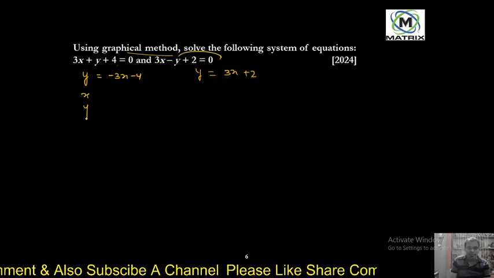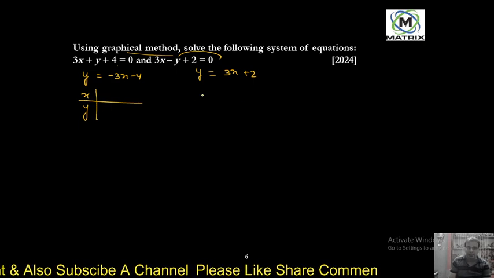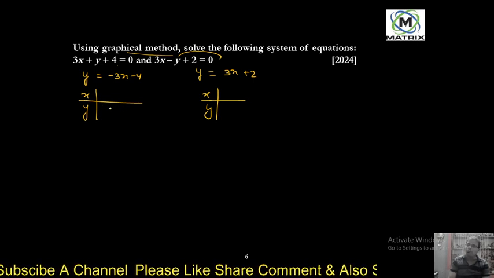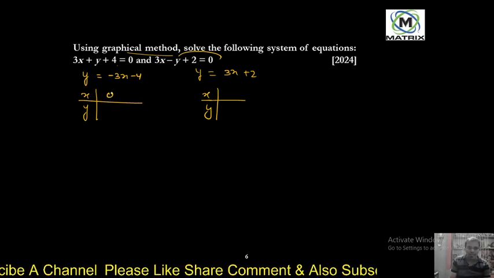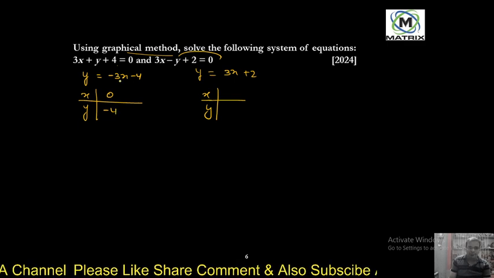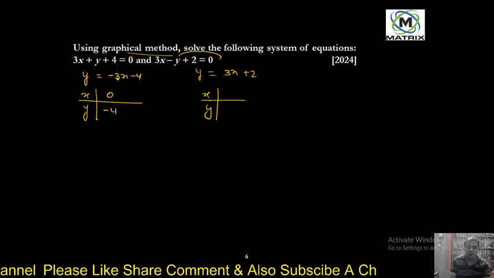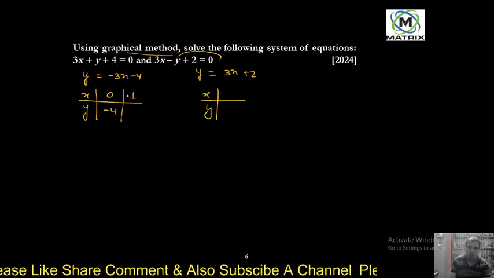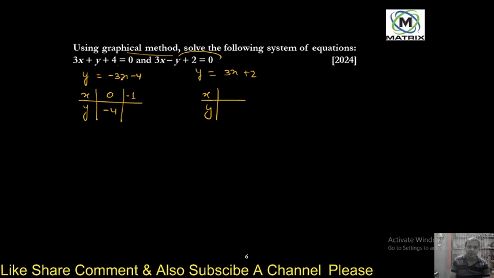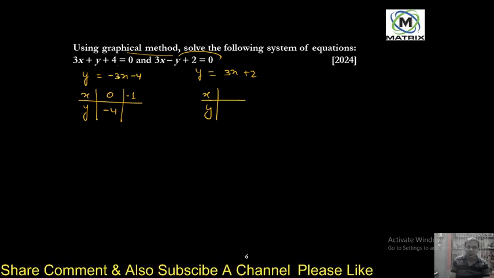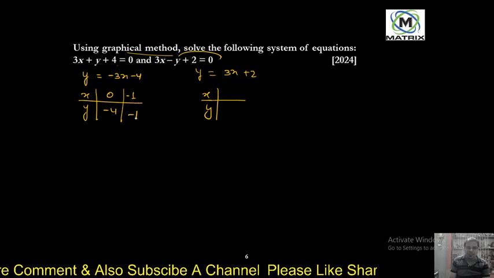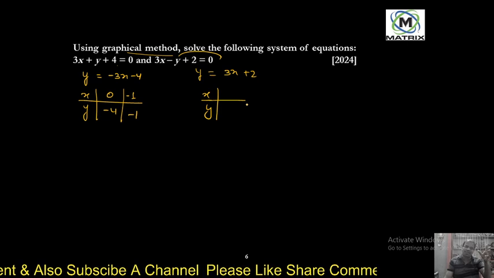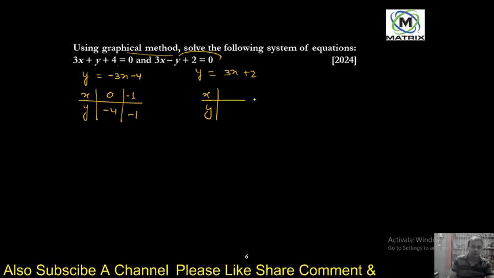Now for making a table, we have to make x and y for that one also. Simple. Whatever value you put for x, we get the value of y. If we put x as 0, 3 into 0 is 0, 0 minus 4 is minus 4. Then we put x equal to minus 1, so minus 3 minus 4, that is minus 7. Two points are sufficient for finding the line.